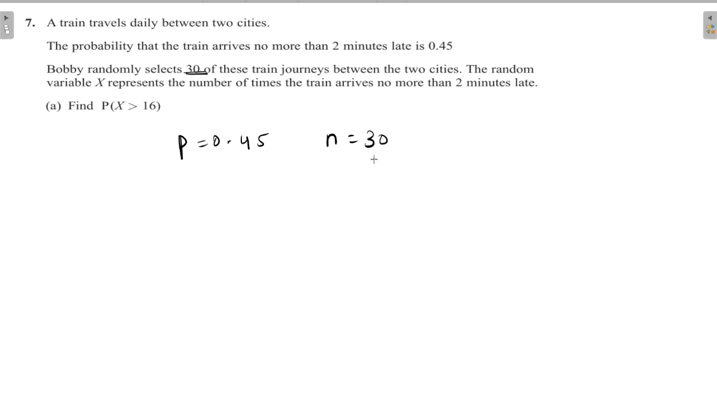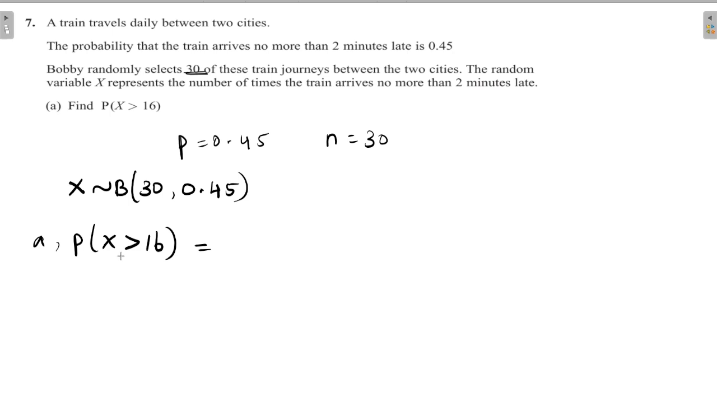N is not a large number, so this probability we can consider as a binomial distribution. So X is binomially distributed, 30, 0.45. So the first part of the answer is to find the probability of X greater than 16.